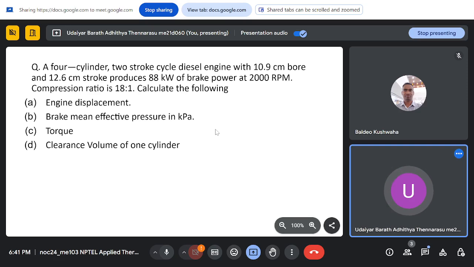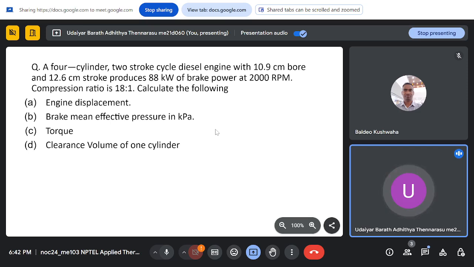So we have a four-cylinder two-stroke cycle diesel engine. So number of cylinders given is 4, and it is working in a two-stroke. So for each revolution you are having a working stroke. Now next is given is your diameter. The bore diameter is 10.9 centimeter and stroke is given as 12.6 centimeter. This engine is now producing 88 kilowatt of brake power, and the revolution is given as 2000 rpm. The speed of the engine is 2000 rpm, and compression ratio is also given, which is 18:1. So the compression ratio is 1 plus swept volume by clearance volume.